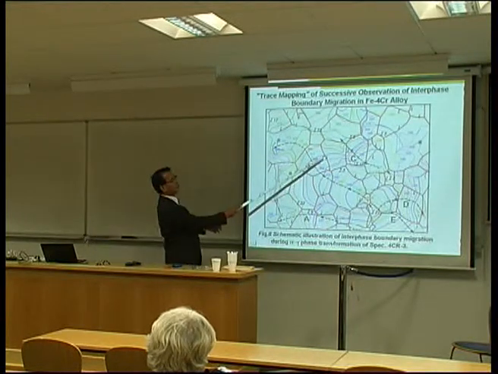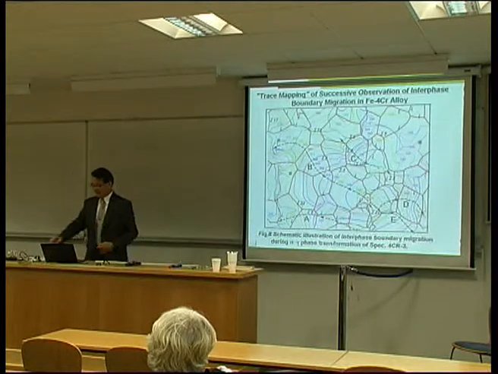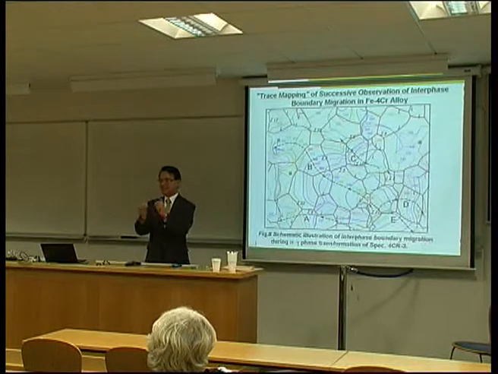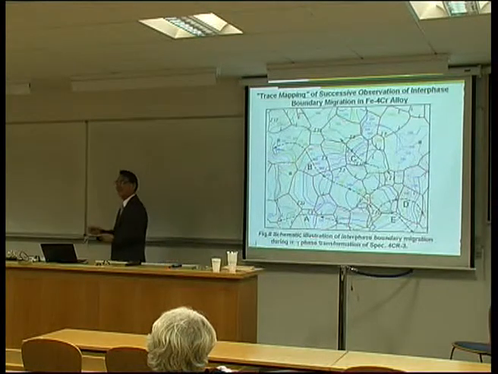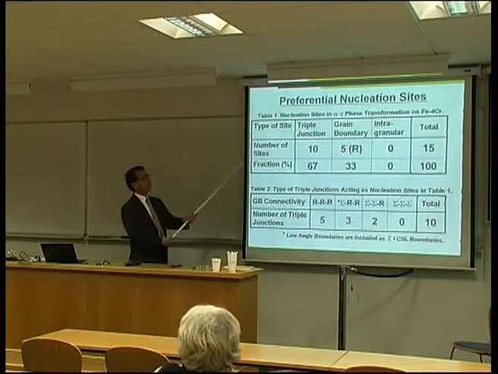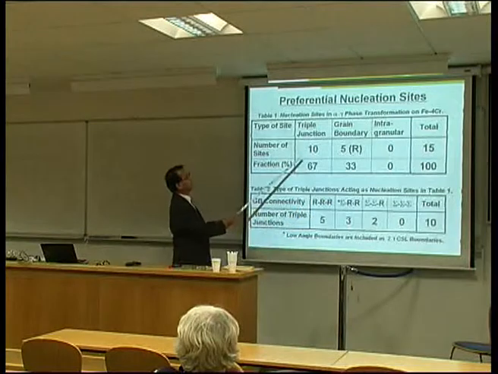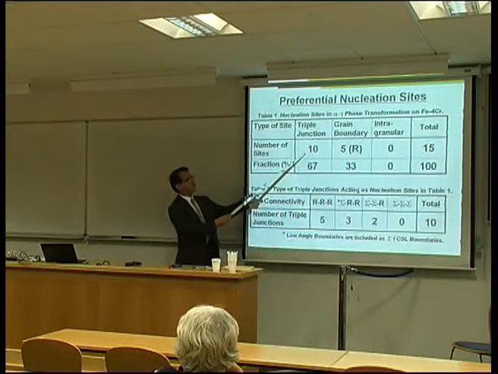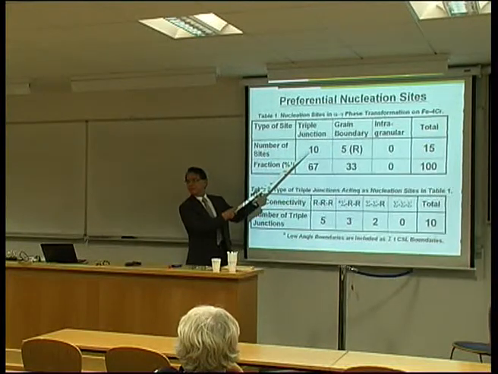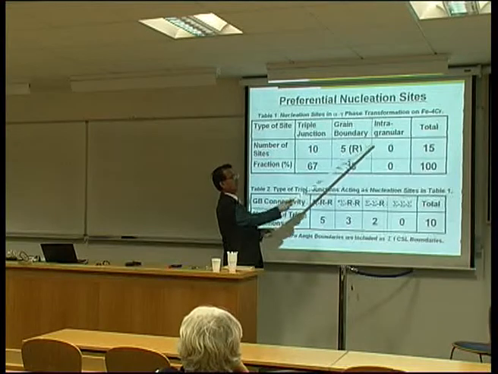So again, we already characterized the previously existing wave boundary. We can analyze and note what type of boundary, or which triple junction, can be a more preferential site of new phase formation. So from this table, we checked: the total observation of nucleation sites is 15 in this one sample. Among the 15, almost 75% of nucleation sites are at triple junctions, and another 30% are at wave boundaries. There is no preferential nucleation site in the gray area.